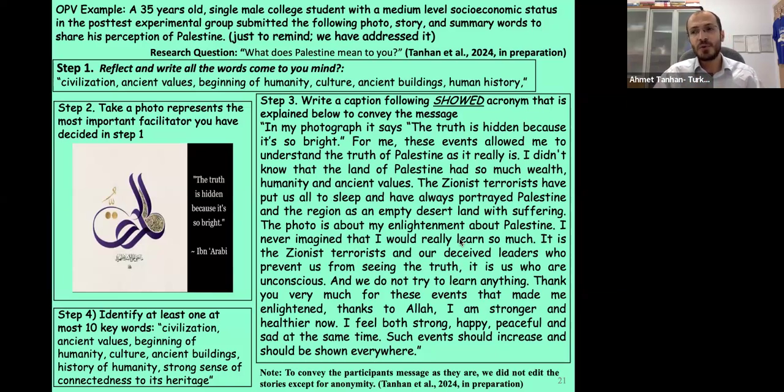Now imagine if you don't have OPV, right? It might be very difficult really to get this story and this photo from that person. Especially if you think, we had about 65 people in the experimental group and about 50 in the control group. So imagine you are interviewing each person. If you think about the traditional qualitative methods, or if you are using some not qualitative but quantitative measures, tools, and scales to measure their perception of Palestine.